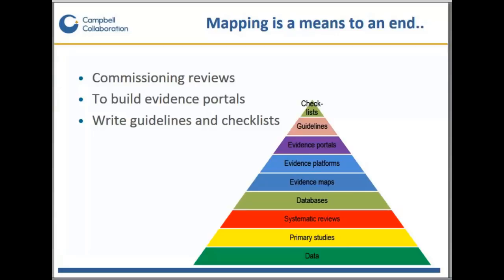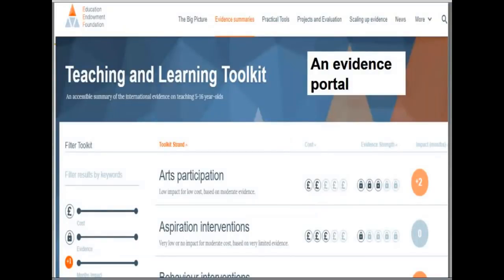So at the bottom level, we have data, and data is collected. Those data are analysed or translated into primary studies. Those primary studies are summarised in reviews, and reviews and studies go to databases, and subsections of those databases can be put into maps or scoping platforms. Then you have portals, guidelines, and checklists. The important point is that maps take the users back to the original studies. Portals, guidelines, and checklists enable decision makers to make evidence-based decisions without having to go back and look at the original research.